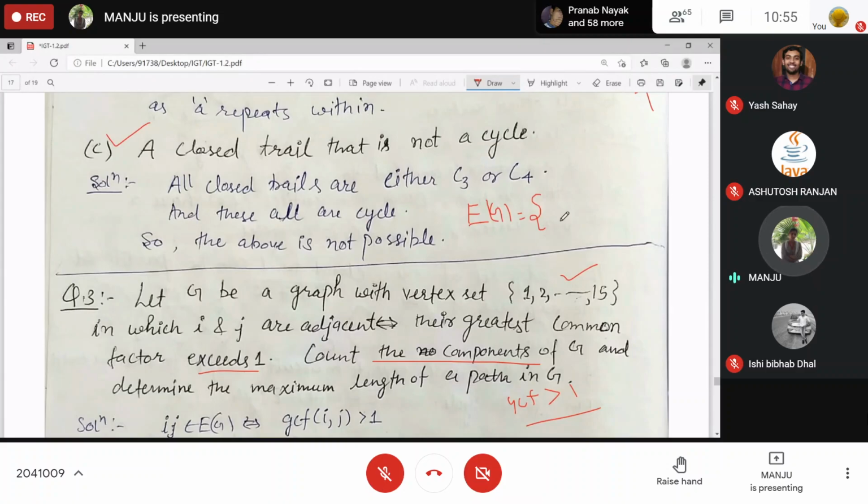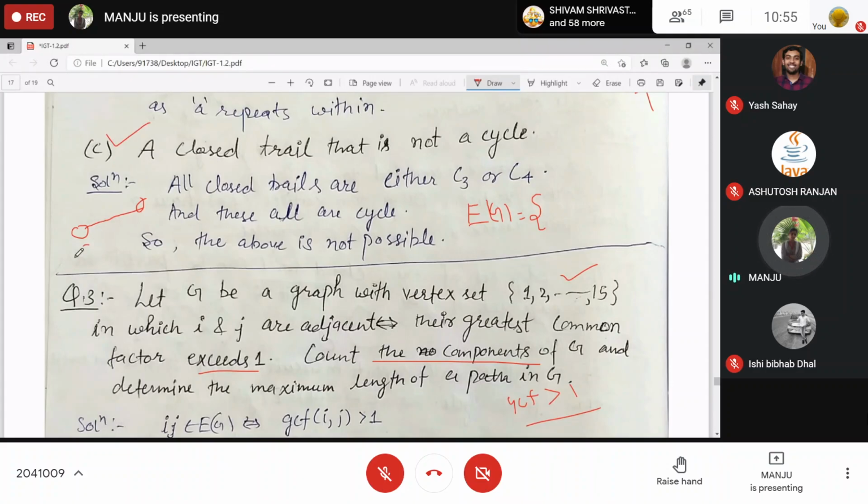There is a relation given. On the basis of that, you can find the edge set, right? And what is that relation? I and J are adjacent, where I and J come from 1, 2, 3, 4 up to 15. I and J are adjacent, so there will be an edge between I and J if and only if their greatest common factor exceeds 1.